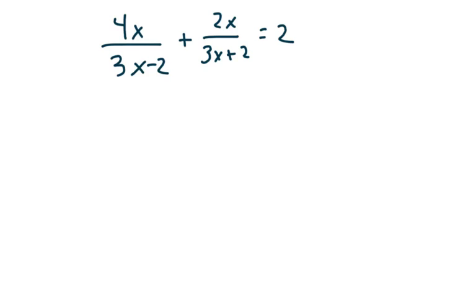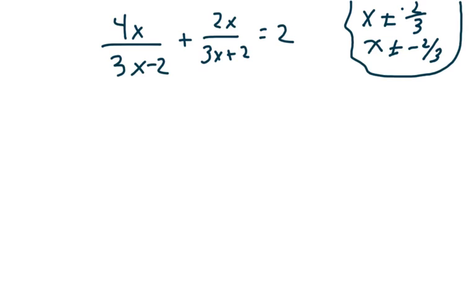The first thing I need to know is my restrictions on x. So x cannot be plus or minus 2/3. I'll just put x can't be 2/3, and x cannot be negative 2/3, because if you have those... so those are my restrictions. Put an R here.